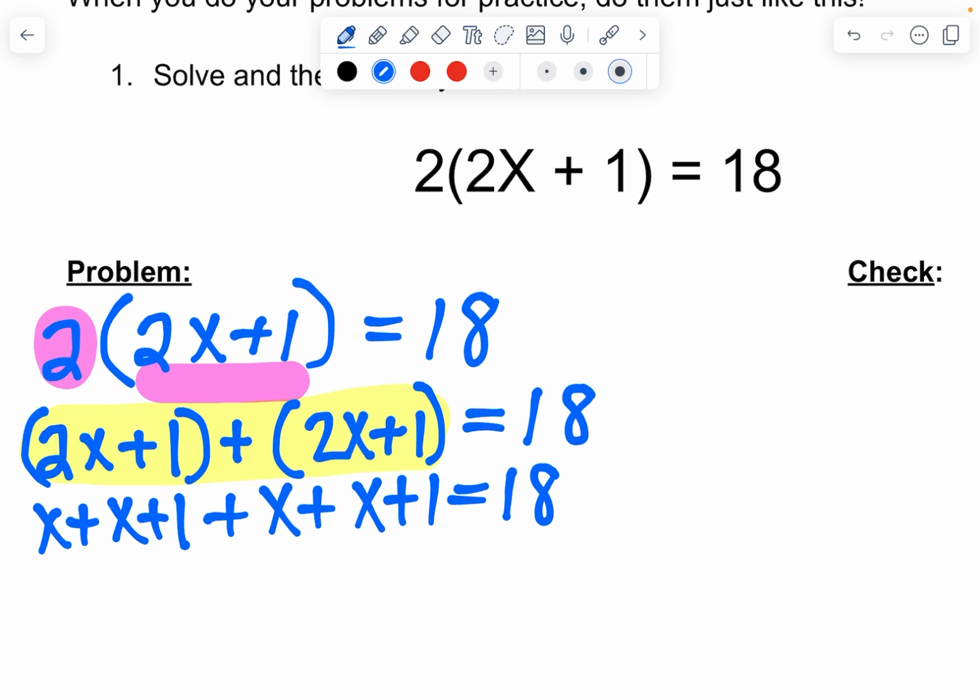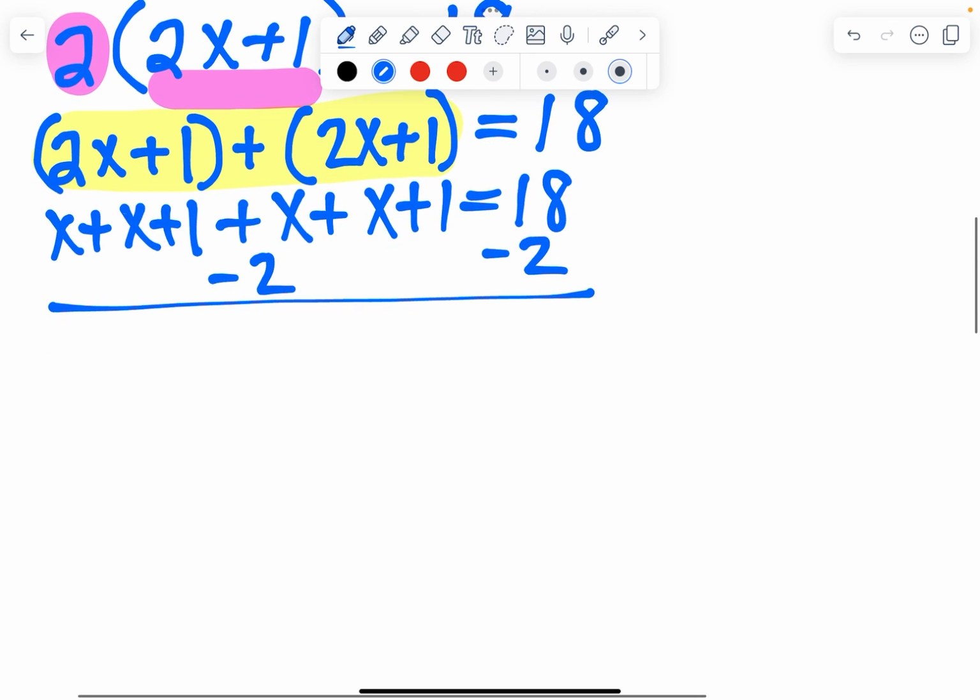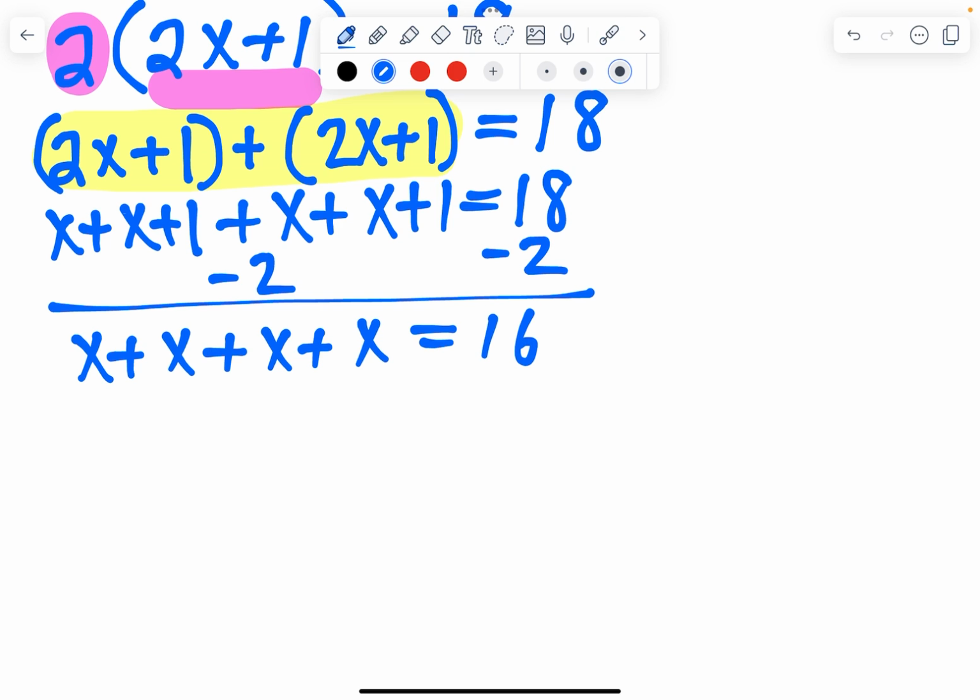So now what I'm going to do is I'm going to do my normal moves. I can't take away any x's. I can take away a 2 from this side and a 2 from this side. So I end up with x plus x plus x plus x equals 16. X then equals 4.